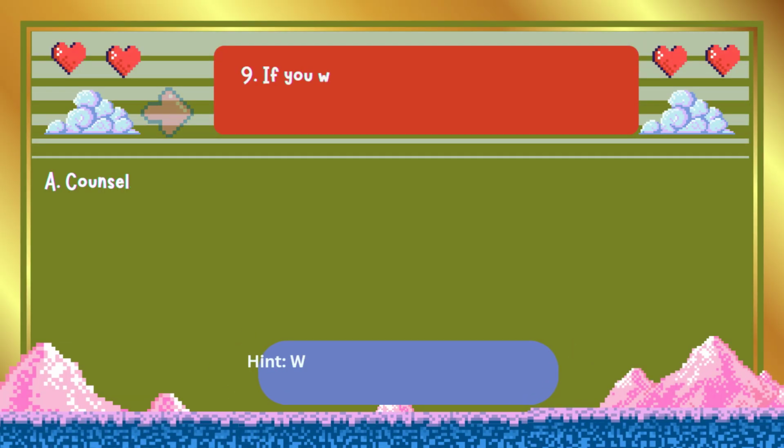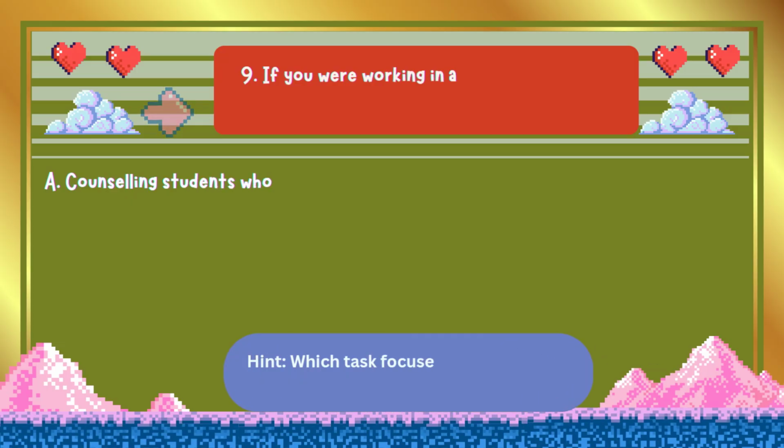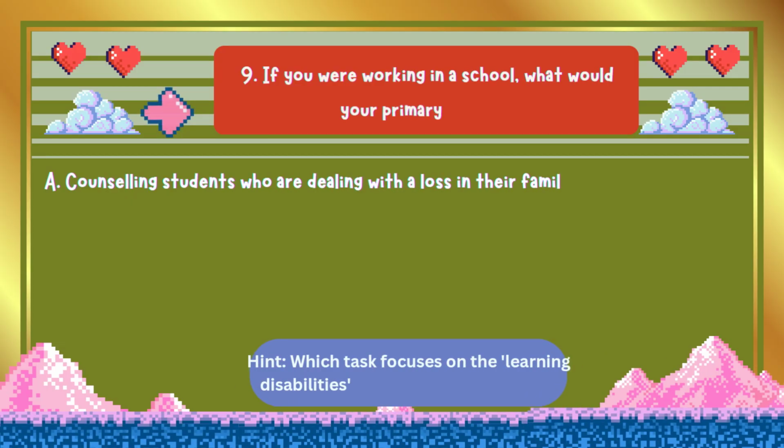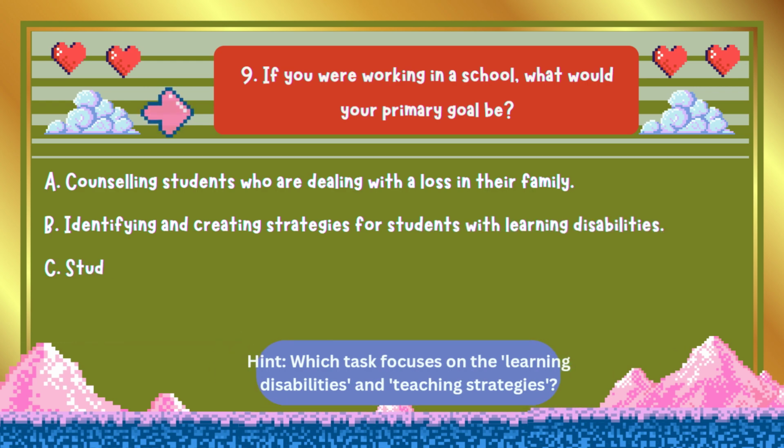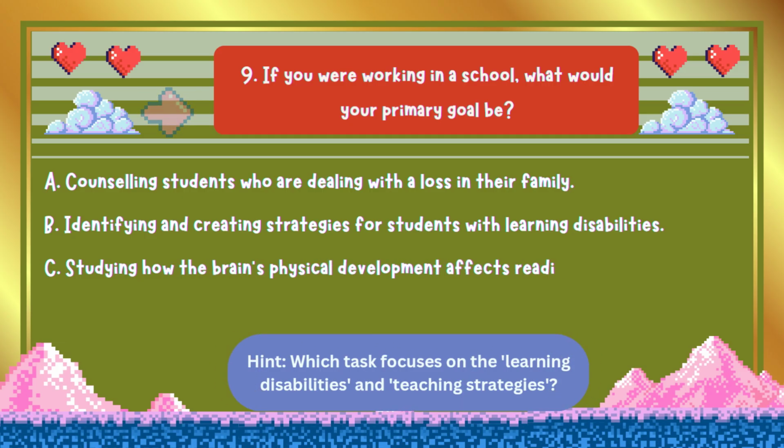9. If you were working in a school, what would your primary goal be? A. Counseling students who are dealing with a loss in their family. B. Identifying and creating strategies for students with learning disabilities. C. Studying how the brain's physical development affects reading ability. D. Managing the hiring process for new teachers and staff performance.